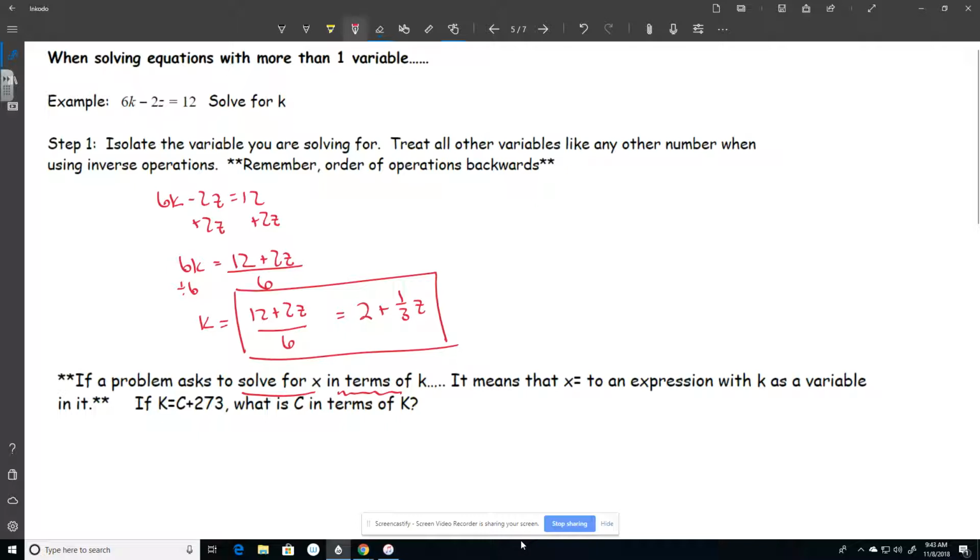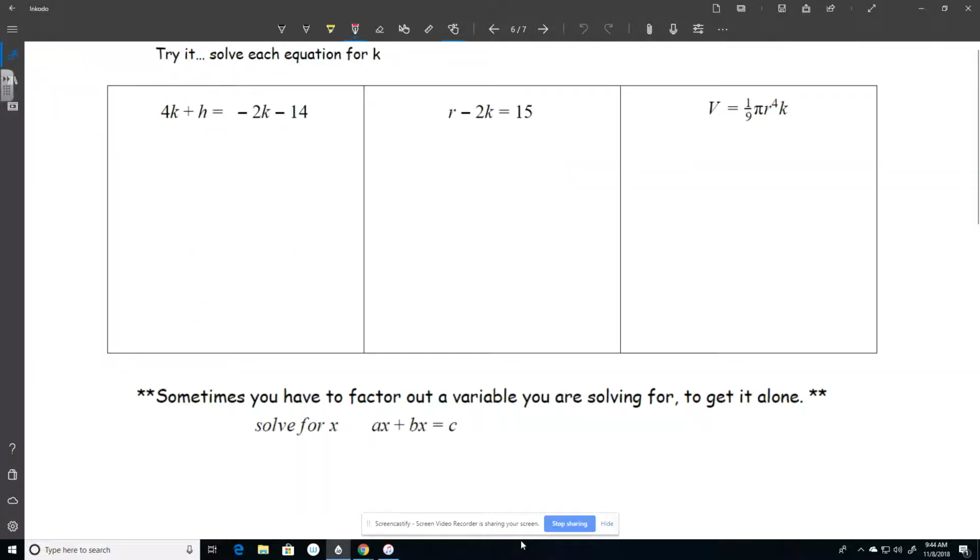So there's a little example here we'll do really quick. K equals c plus 273. What is c in terms of k? So I want to get c by itself. In order to do that, I need to move this 273. So I'm going to minus 273 and minus 273 from this side. So k minus 273 equals c. So I answered the question. C in terms of k just means there's a k on that side.